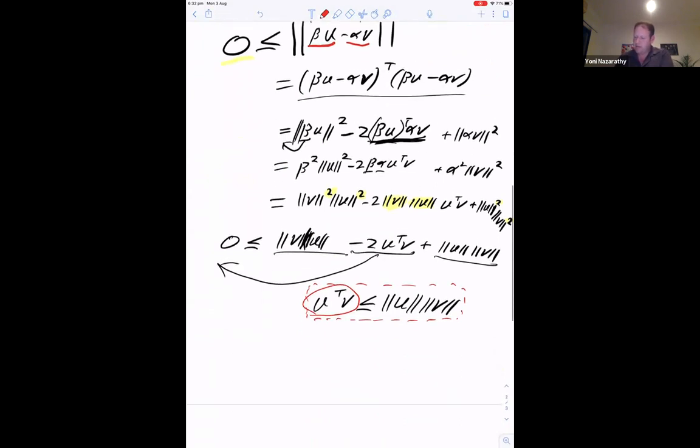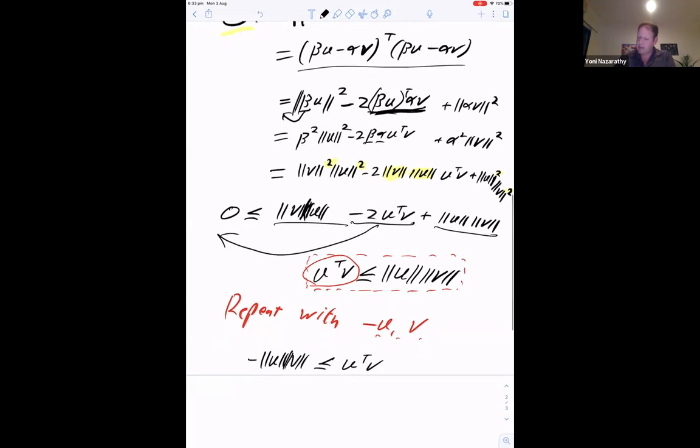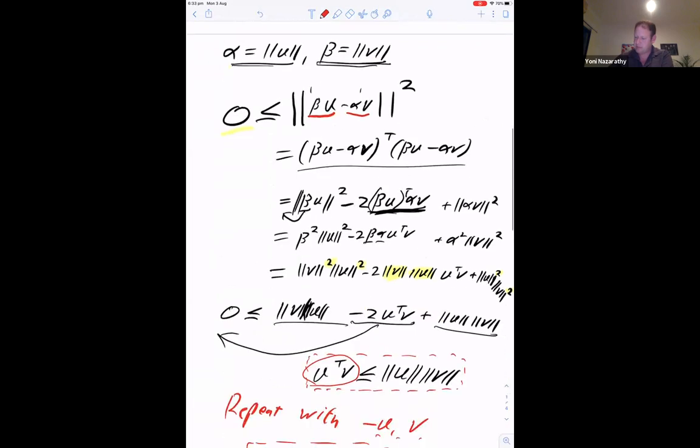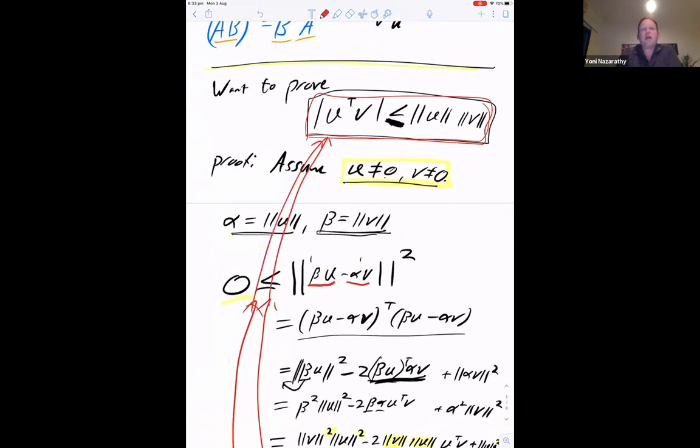Okay, now if we repeat with minus u and v, so repeat the whole thing, then you're going to get minus u transpose v is less than or equal to the norm of u times the norm of v. And then these two guys together give you Cauchy-Schwarz. These two together give you this guy. And that's a proof. So you'll find this proof in the VMLS book.